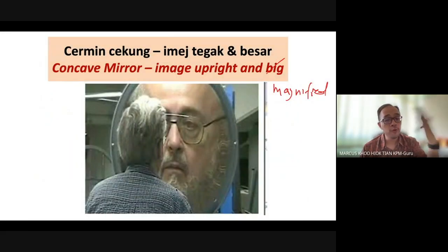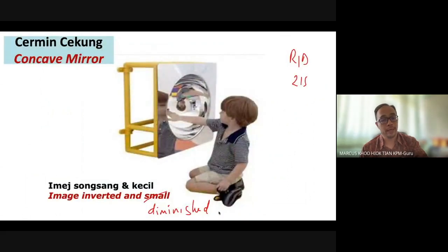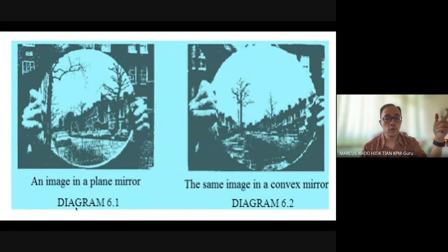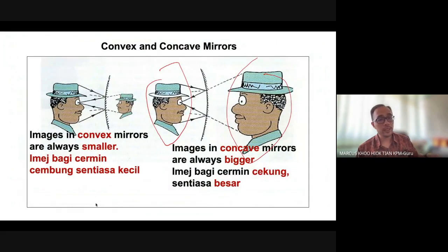Because if you move further and further away, you will be inverted, which is good for different purposes. So my suggestion for you is later, maybe during your lunch, take a look at your spoon. Remember that the side where you put your rice on is the concave mirror. When you're far away, it's always inverted. When you're near, it's upright.